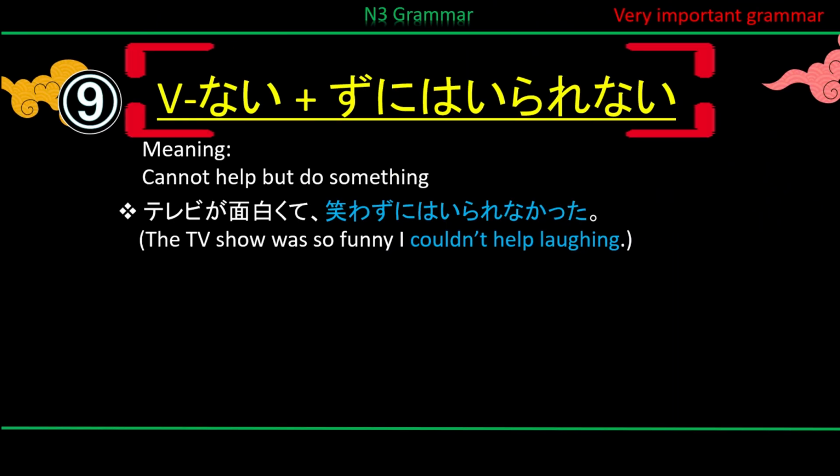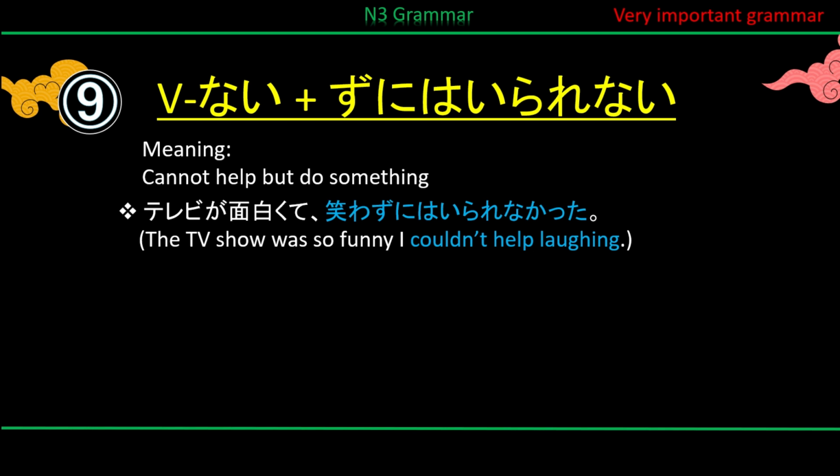Verb nai form plus zu ni wa irarenai. Let's understand with an example. Terebi ga omoshiroku te waraazu ni wa irarenakatta. This means the TV show was so funny that I couldn't help laughing. Here, the laughter happens naturally, not because the speaker decided to laugh. That's the key point of zu ni wa irarenai.